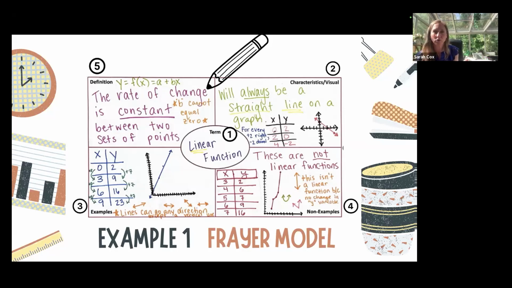And the definition, of course, is going to include not only the textbook definition, and so the purple font there is what the textbook would say this thing is. It's a rate of change. The rate of change is constant between two sets of points. The green there is the equation, of course. Y is the function of x, a plus bx.